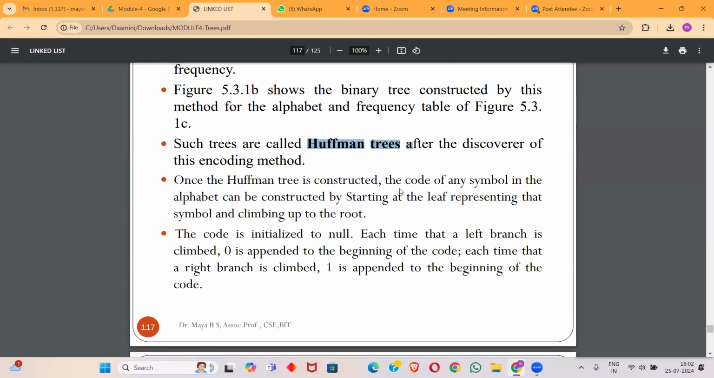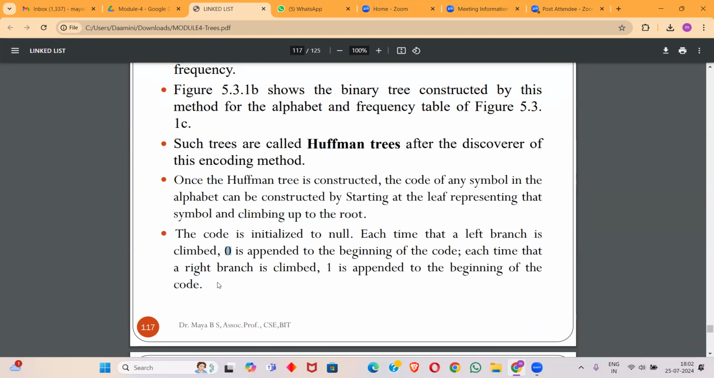Huffman trees are constructed. The code of any symbol in the alphabet can be constructed by starting at the leaf node representing the symbol and climbing up towards the root. The code is initialized to null. Each time the left branch is taken while climbing up, 0 is appended at the beginning of the code.